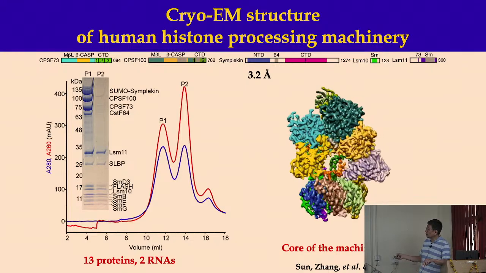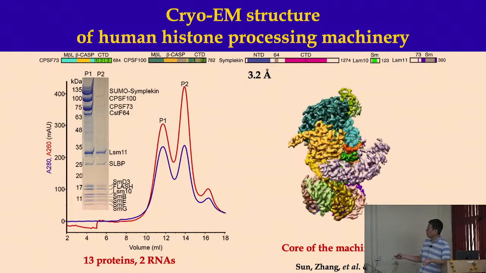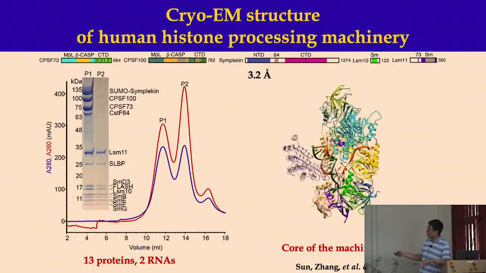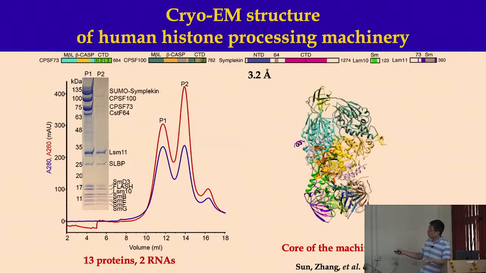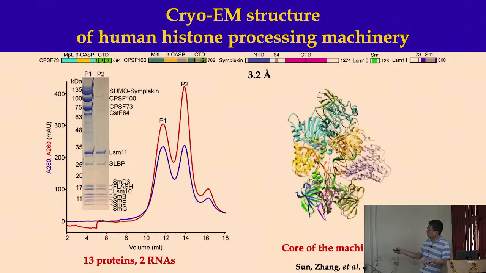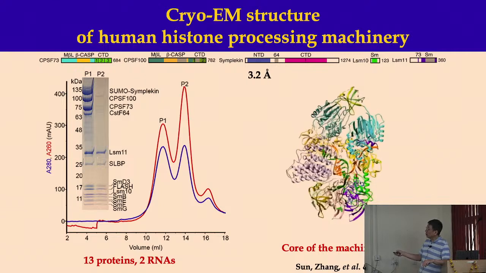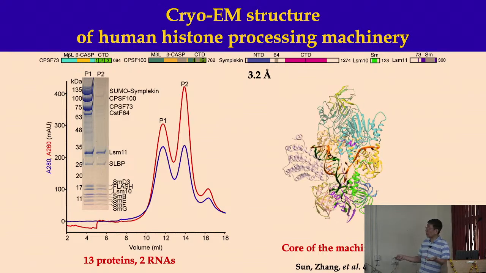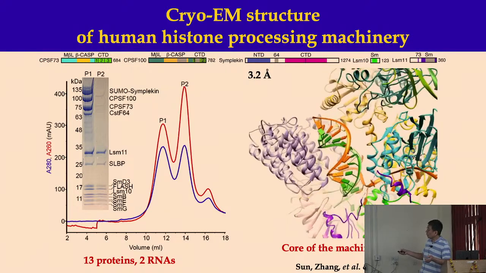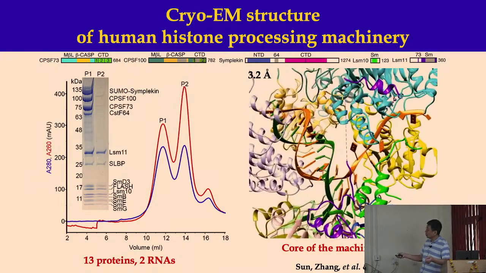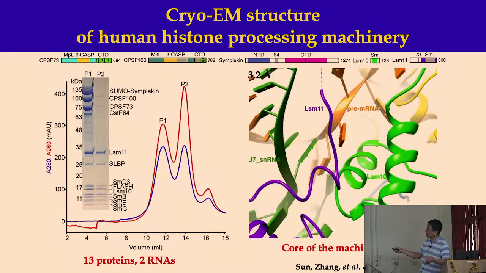So 7 subunits, 7 different colors. And then over here, you can see the duplex. And then here is CPSF73, brighter colors, CPSF100, a little bit darker colors. And then over here is the symplecin NTD. Remember, that's required for activity. That's right here. So here is the duplex again. Zooming in, the NTD, which is required, is involved in recognizing the duplex. Together with CPSF100 and CPSF73. Here's a little piece of the internal extension of Lsm11.